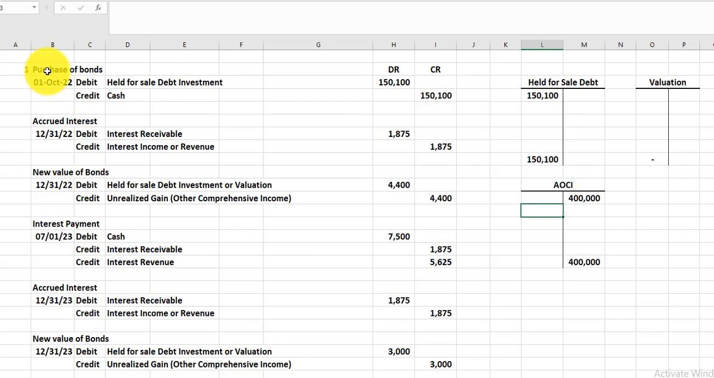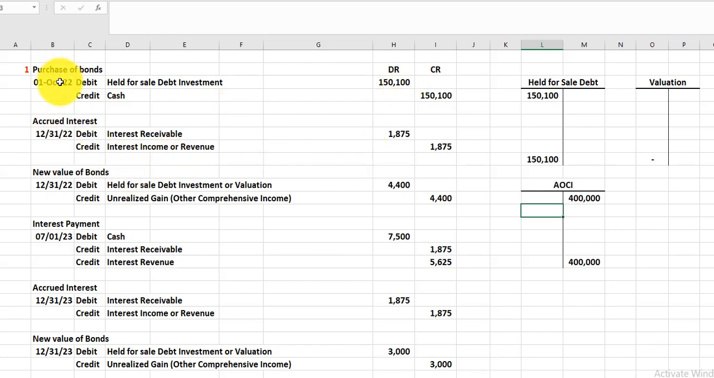So first of all, we're going to account for the purchase of bonds by debiting the held for sale debt investment and crediting cash. The number we're going to use is the $150,000 given plus the $100 commission. We include commissions in our cost when we record investments. So that's added to the cost, just like any purchase of an asset, the cost of that asset includes other fees and things that are necessary to have it ready to use.